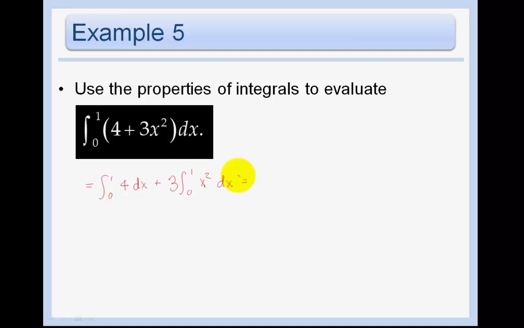All right. And then what do we know? We know that the integral from 0 to 1 of 4 dx is just 4 times 1 minus 0 plus 3 times, and I'm just going to tell you this integral for now is 1/3. Don't worry about why. I will show you why. That's it for now.